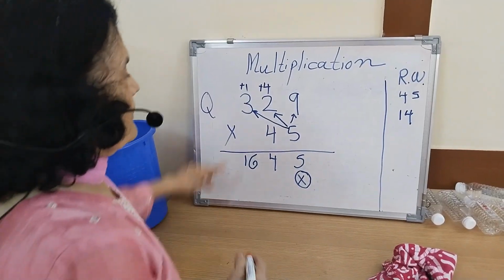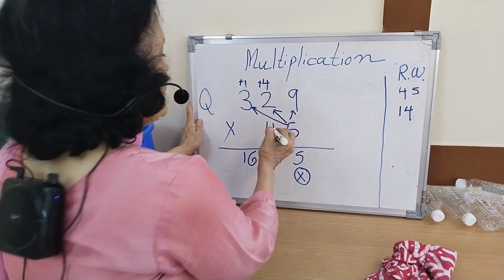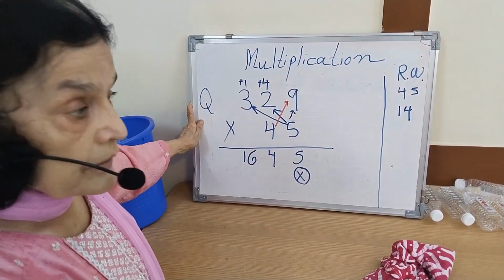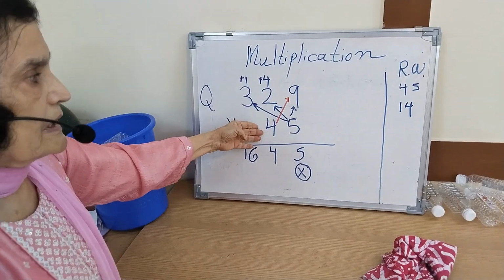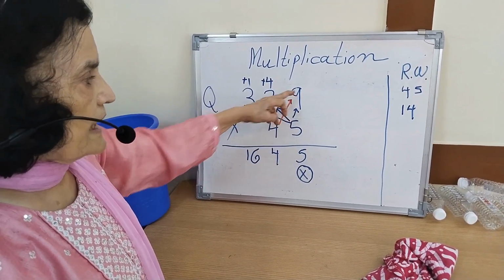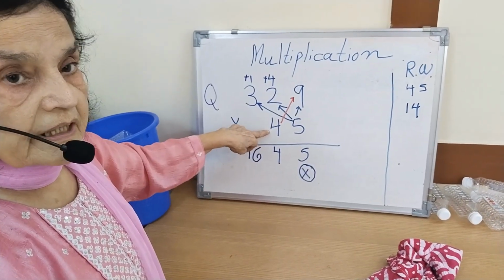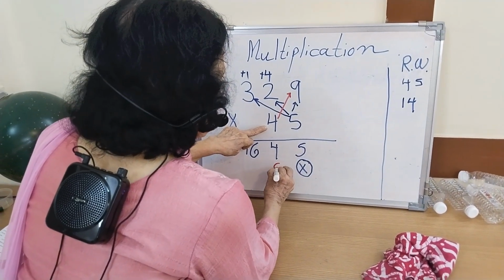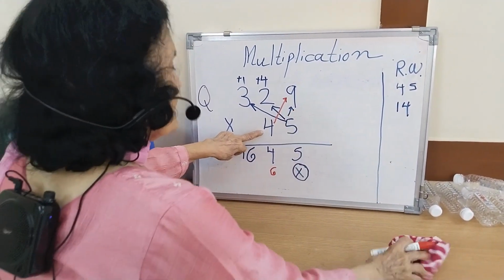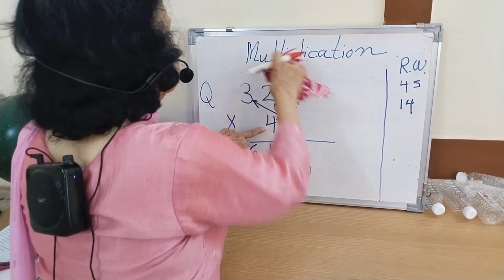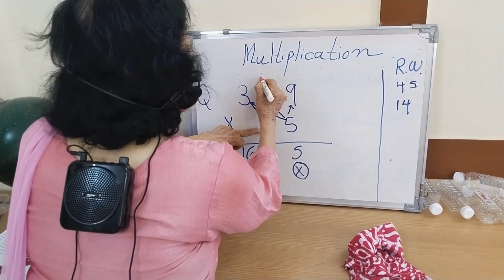Here we go, 4 into 9. Try to recollect either 4's table or 9's table. We will take bigger number, 9 4s are 36. So 6 goes here and let us wipe off the previous record and 3 goes here.